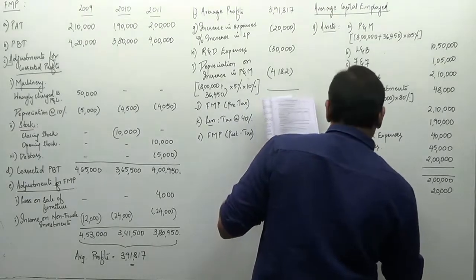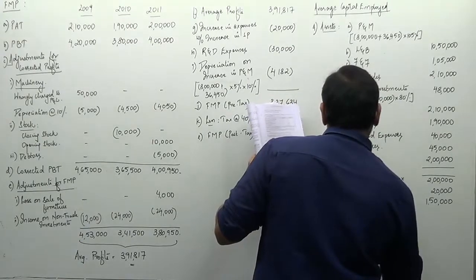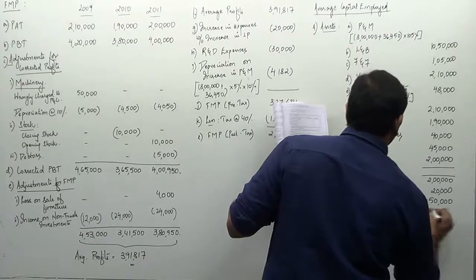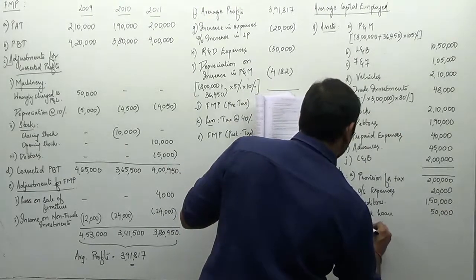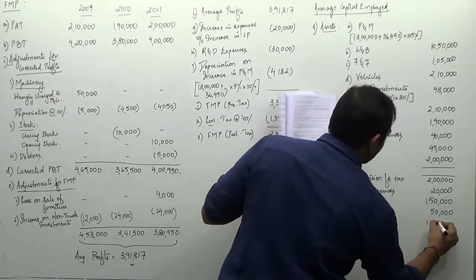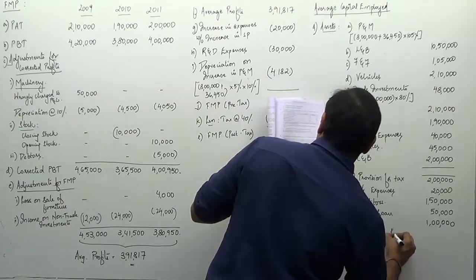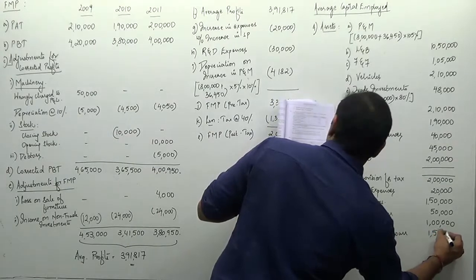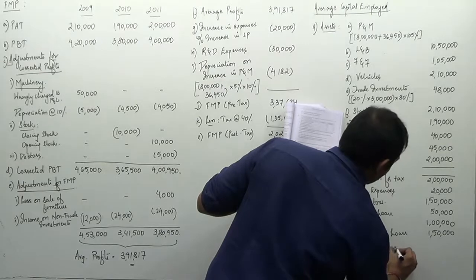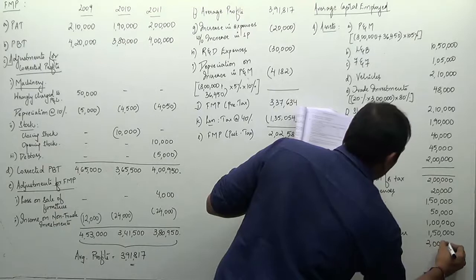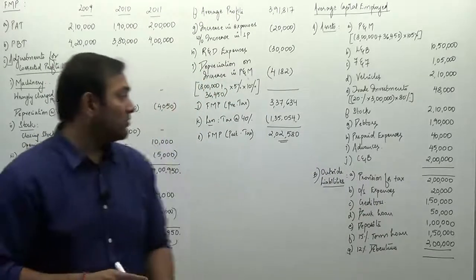Creditors, 1,50,000. Bank loan, 50,000. Deposits, 1 lakh. 15% term loan, 1,50,000. 12% debentures, 2 lakhs. That's it for your outside liabilities. This is the total of outside liabilities. Remaining things are all share capital and reserves, which will not be considered.